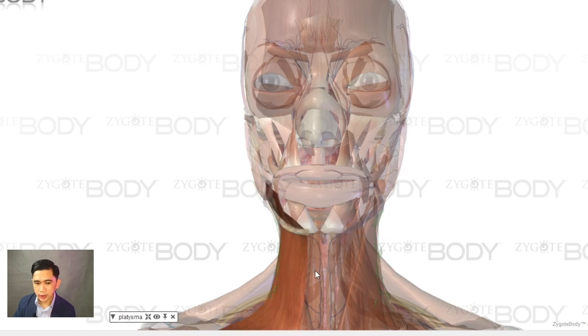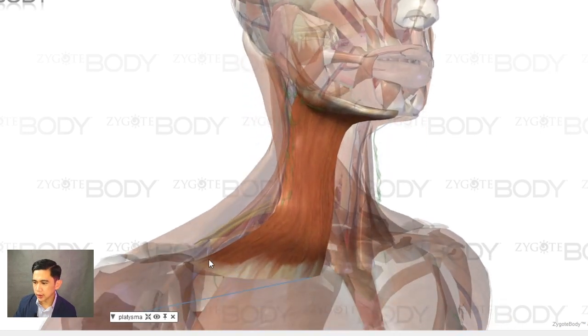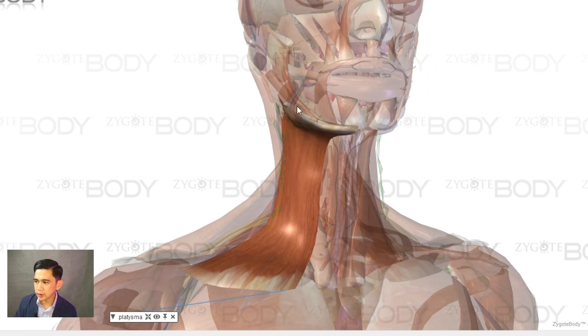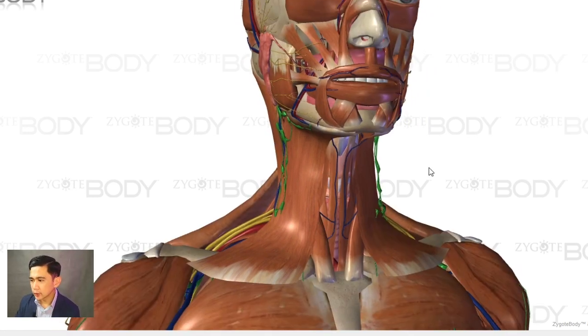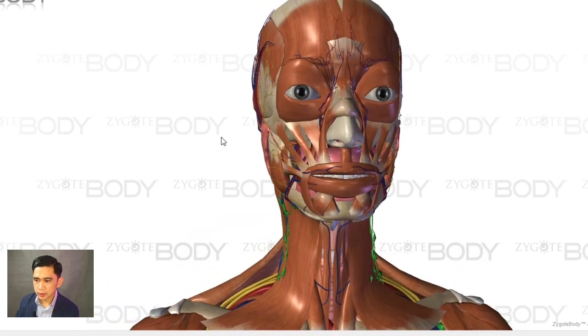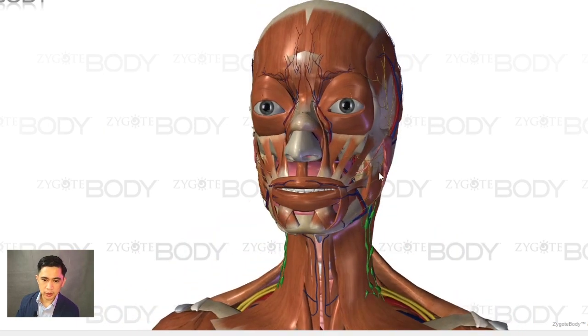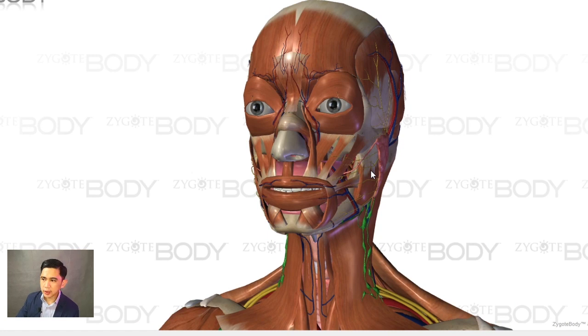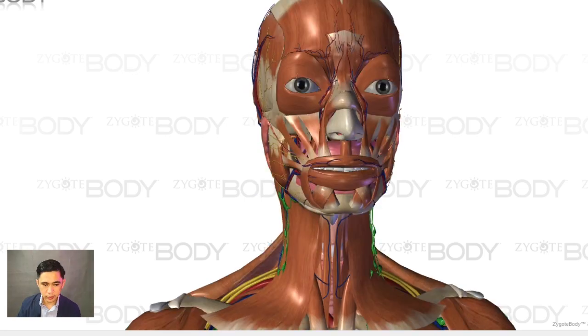And we have the platysma. It comes from the clavicles and inserts into the angle of the mandible. So that pretty much is the muscles of the face. I hope you have correlated the popular procedure of Botox with our lesson. Next slide.